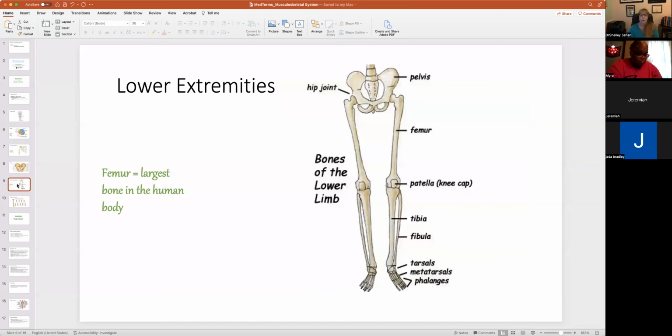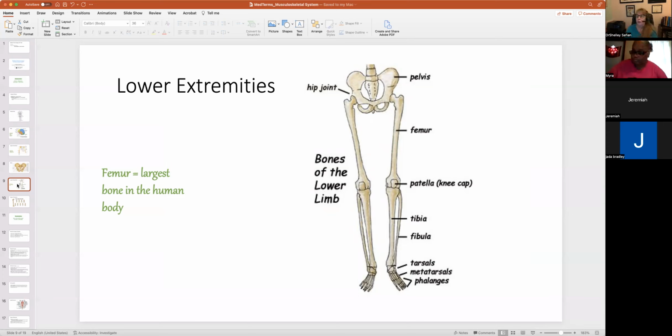Okay. All right. The lower extremities, as you remember, I told you before, you'll see the basic structure is the same. The leg is the same as the arm, where you have that one solid long bone. In the arm, it's the humerus that connects the shoulder to the elbow. In the leg, it's the femur that connects the hip bone or the hip joint to the patella, which is your kneecap.